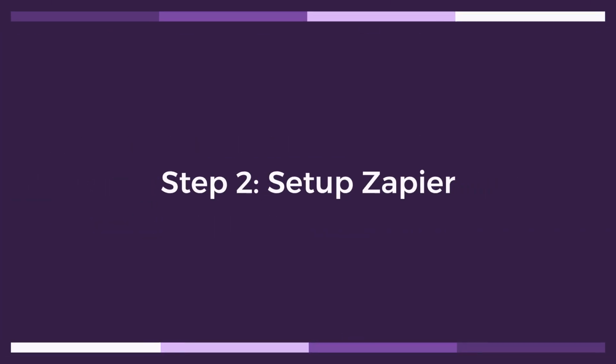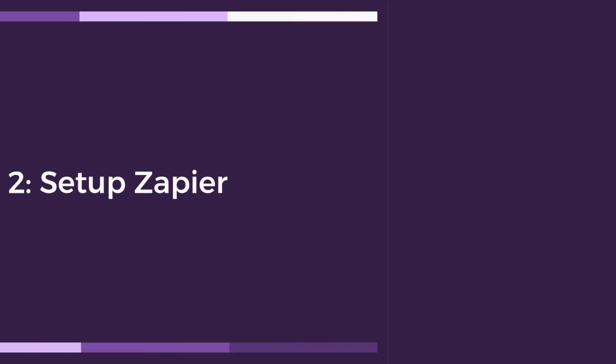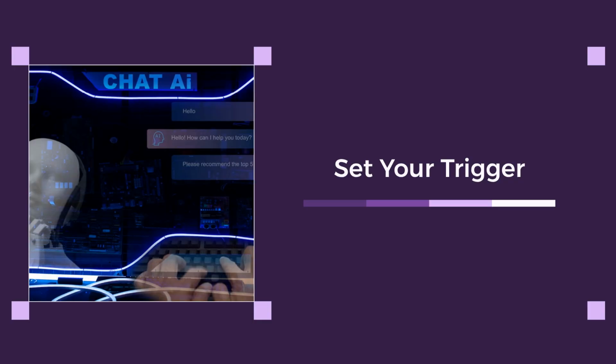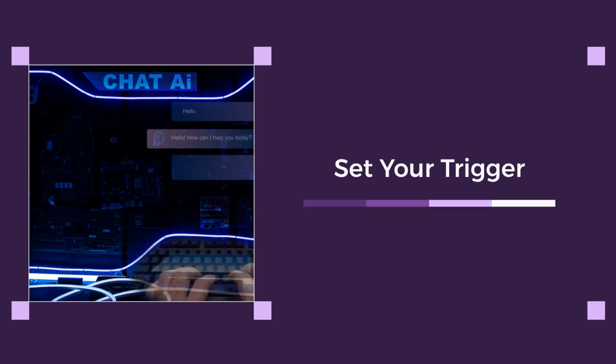Now let's build your Zap, which is the automated workflow that connects your tools and runs the process. Inside Zapier, create a brand new Zap and set your trigger to Google Sheets, new row added. Your sheet only needs 1 column called Topic. Every time you add a new topic, your AI writer wakes up.